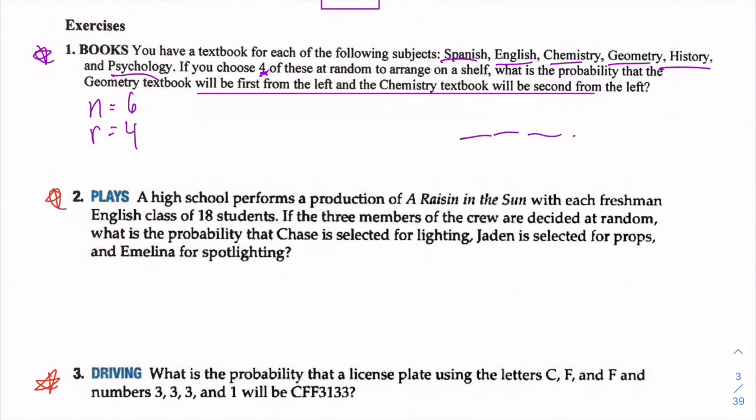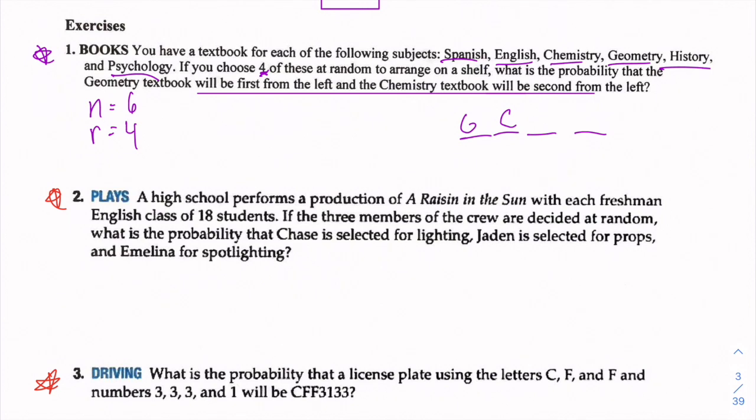4 books. What book has to be on the left? Geometry book, right? So this is geometry. What's the next one? Chemistry. So this is what you want. I'm very specific right here. You're gonna pick 4 books. First one has to be geometry. The second one from the left has to be chemistry. Do we care what the other books are? The answer is no, we don't.